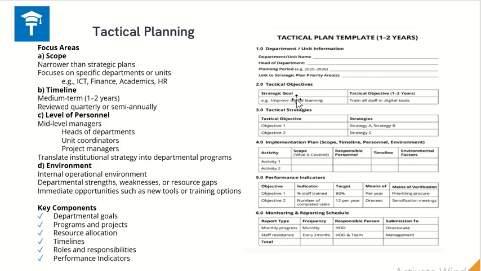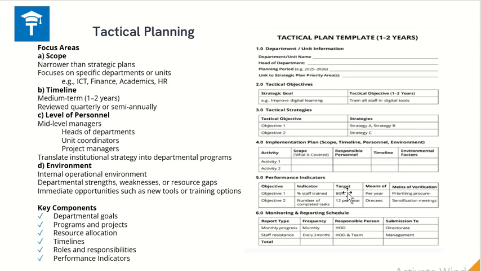This is for the strategic. Then we need now the actual tactical objectives. We have to get the strategic goal for us to be able to align with the tactical objective correctly. Then we need the strategies. For tactical objective one, we are going to use this strategy for us to be able to accomplish the objective. If we have objective two, we are going to use this strategy to accomplish it. Then we need the implementation plan.